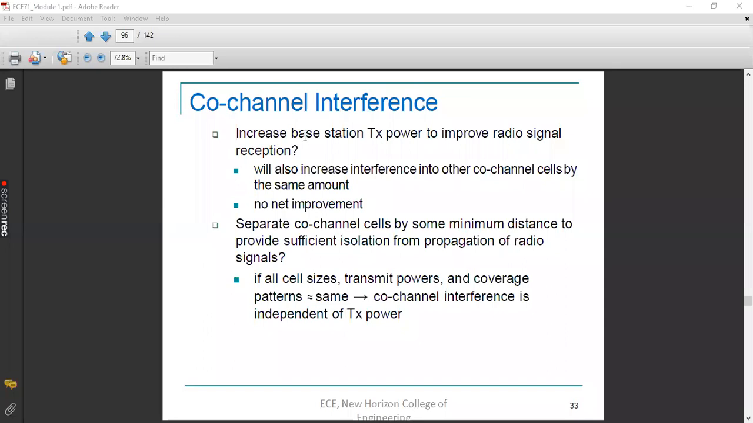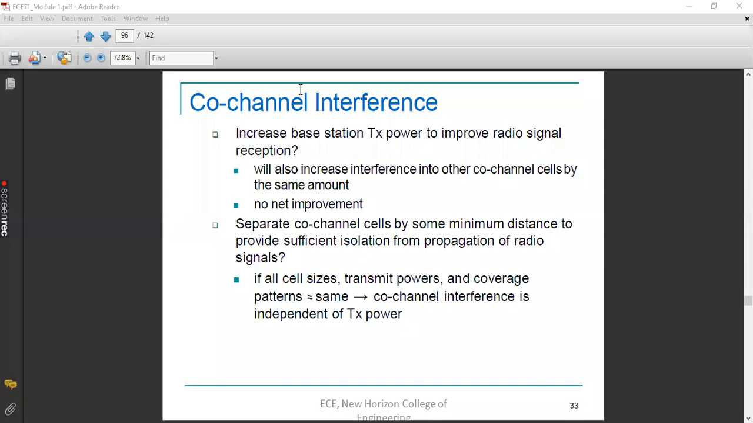So we can increase the base station transmitter power also. But if we increase the base station transmitter power, the signal that is sent from one base station will penetrate into another cell also. So if you increase that power, it will also increase the interference into other co-channel cells by the same amount, which means there is no net improvement in the quality of the signal. Clear?